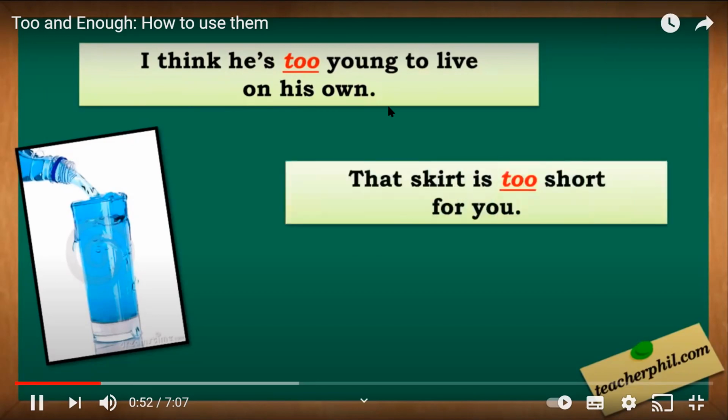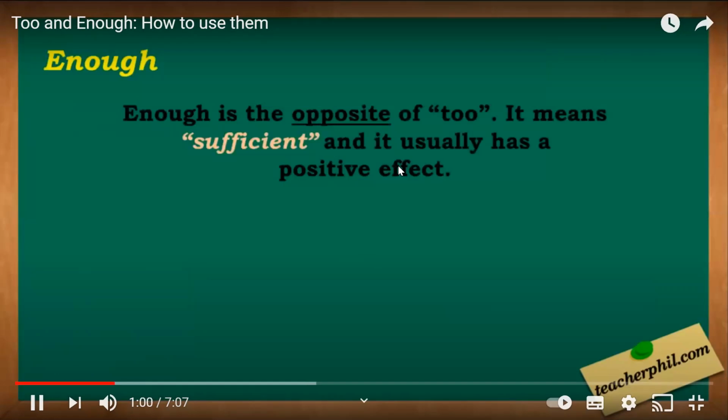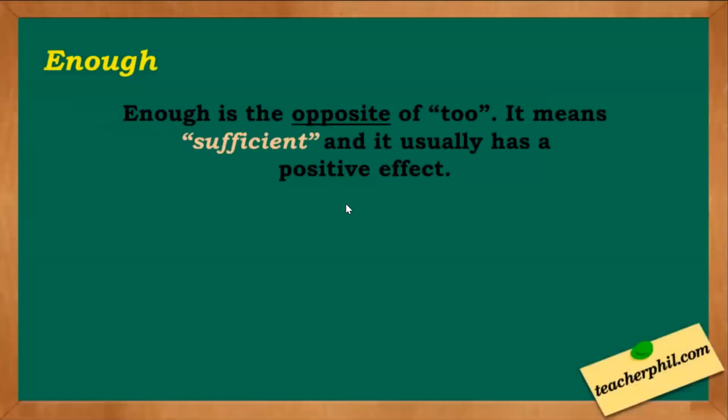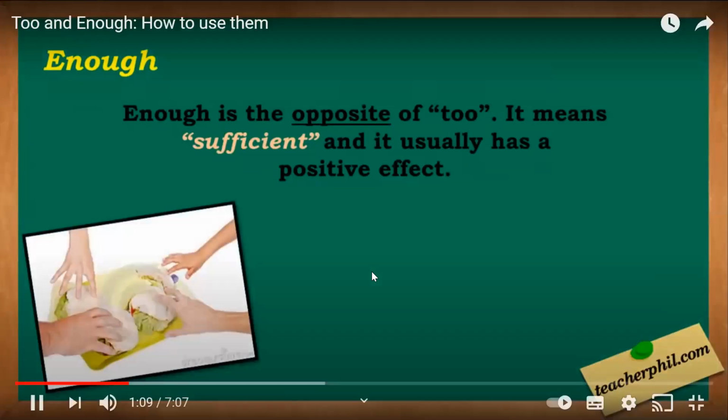That skirt is too short for you. His shoes are too big for him. The second one is the word enough. Enough is the opposite of too. It means sufficient, and it usually has a positive effect.